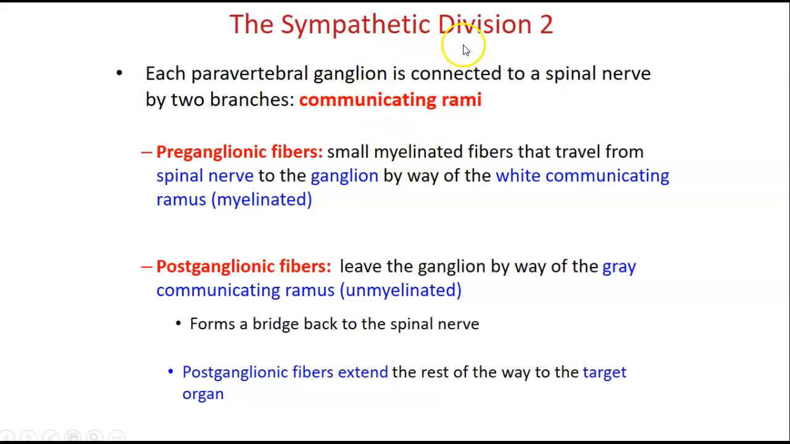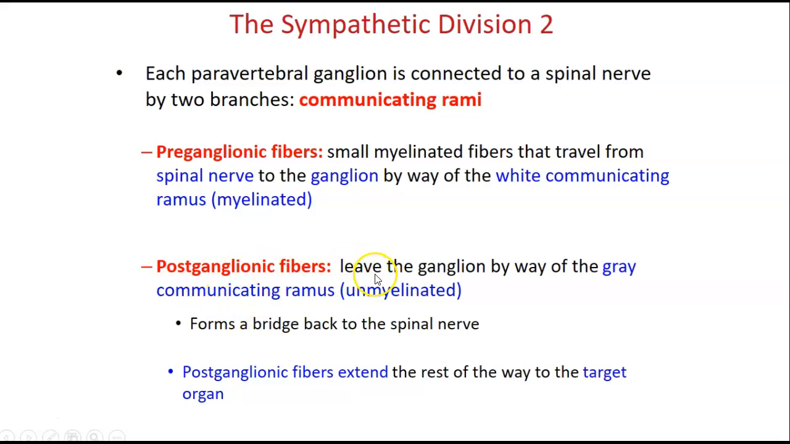In the sympathetic division, each paravertebral ganglion is connected to a spinal nerve by two branches called communicating rami. These two branches are preganglionic fibers and postganglionic fibers. Preganglionic fibers are small myelinated fibers that travel from the spinal nerve to the ganglion by way of the white communicating rami. White communicating rami are axons covered by the myelin sheath.